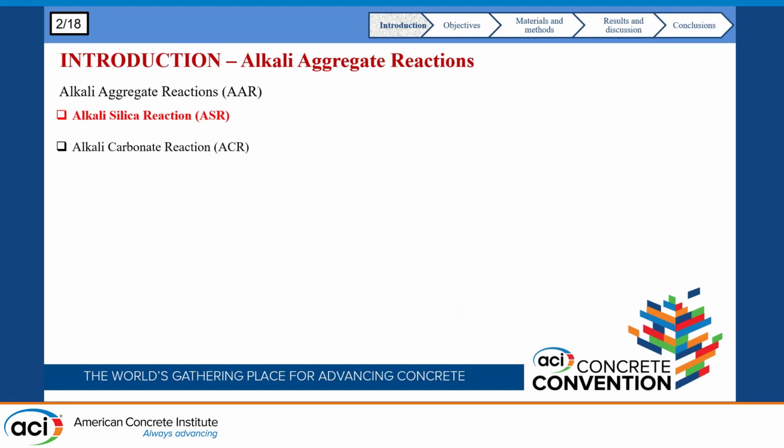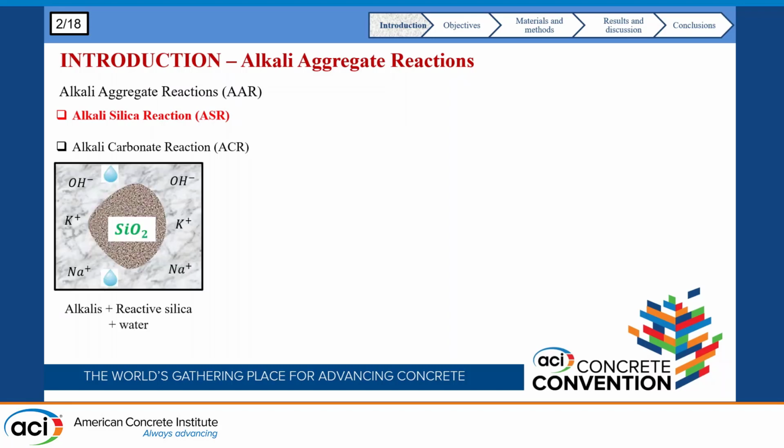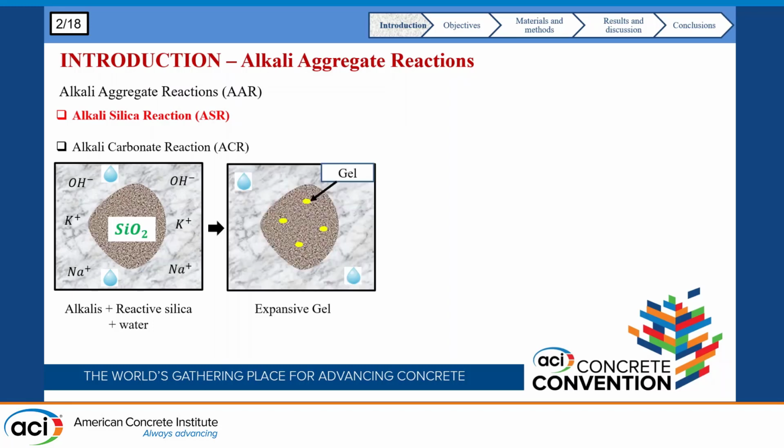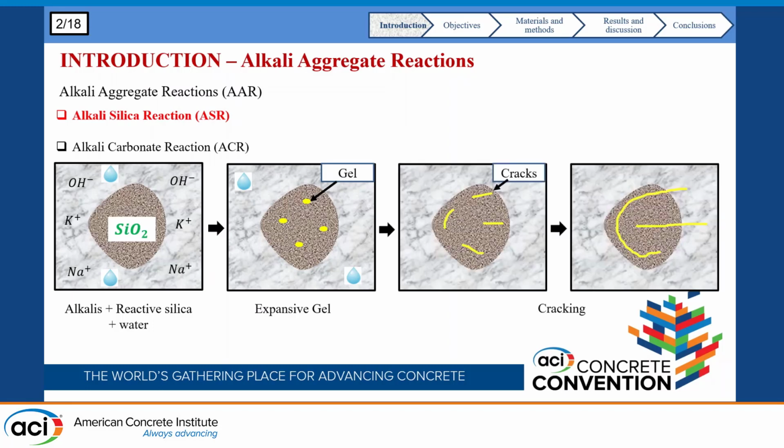The ASR is a mechanism caused by the reaction between poorly crystallized siliceous phases in aggregates with alkalis from cement. And in the presence of a sufficient amount of moisture, an expansive gel is formed, which can expand and cause cracking in affected concrete. This mechanism has been known to cause severe durability challenges in affected concrete.